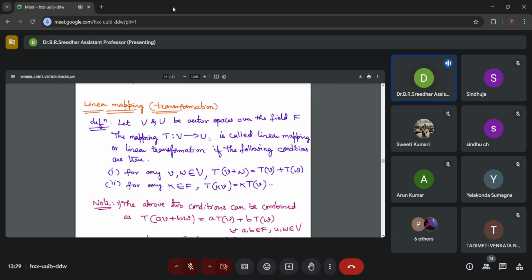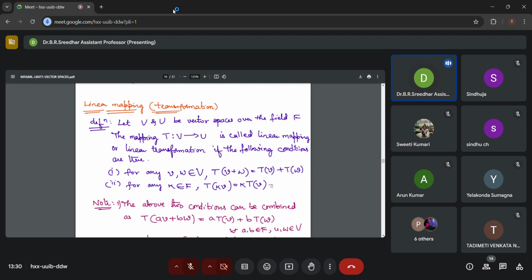Now, this particular mapping is a basic mathematical mapping, a function or relation, whatever you want to call it. But if you want to say it is a linear mapping, it should satisfy, if and only if, two conditions. The first condition is vector addition. The second condition is scalar multiplication. Vector addition is nothing but the function of v plus w is equal to function of v plus function of w. I hope you understood what I mean to say.